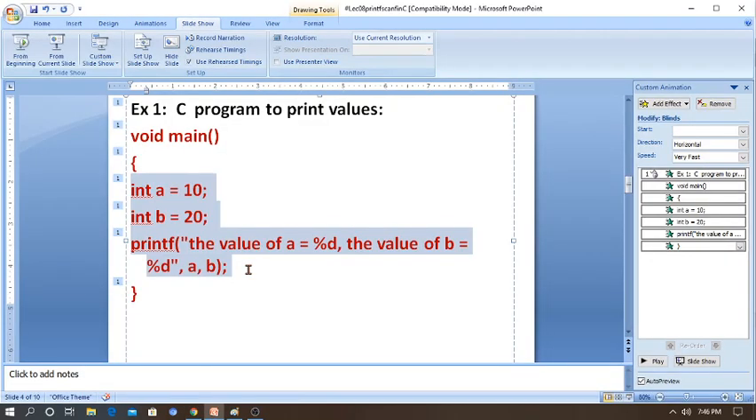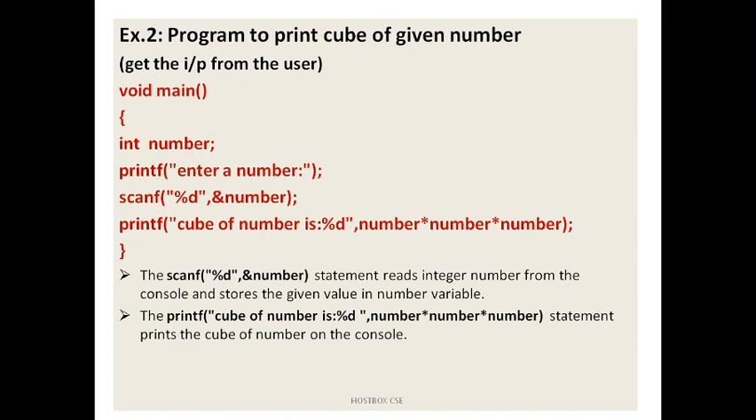Let's go back to the PPT. Now the simple program: how to print the cube of a given number. Remember, in a C program you can use multiple numbers, A and B and C also, in a single statement. So I am starting the program with void main, int number, printf enter a number, and scanf percentage D comma number. If you want to get the input from the user, we need the scanf statement. Then cube of number is what? Percentage D comma number multiplied by number multiplied by number.